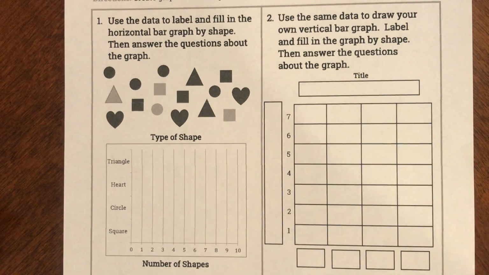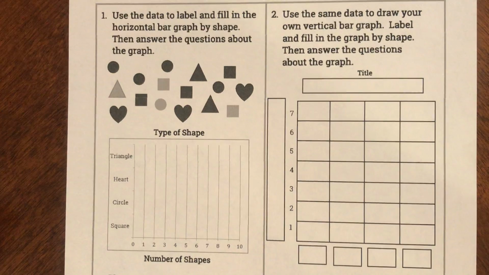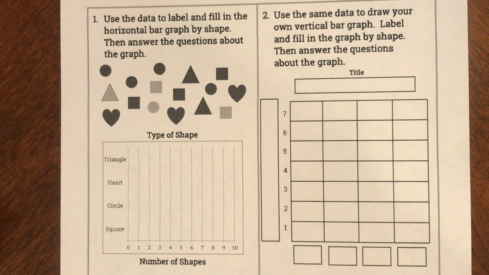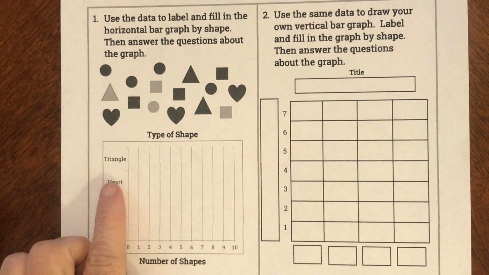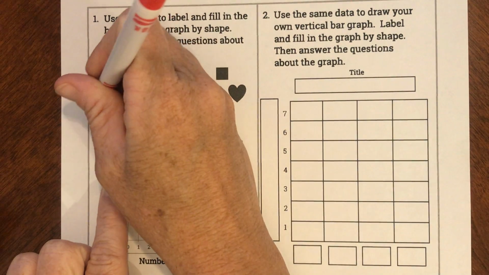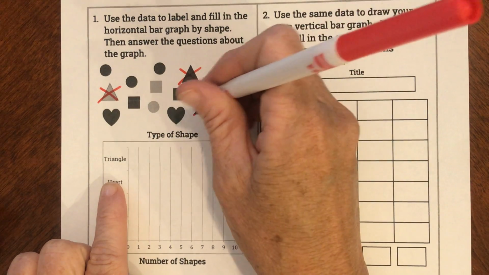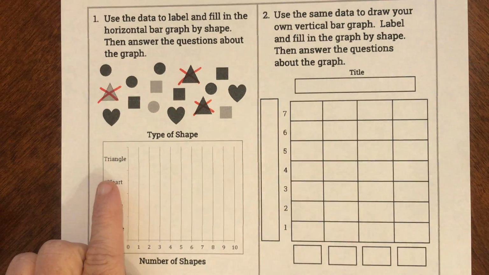And this looks familiar because we saw this before when we were doing a picture graph. It says, use the data to label and fill in the horizontal bar graph by shape. Then answer the questions about the graph. Okay, so my first thing I see is a triangle. So I'm going to cross off my triangles and count them. 1, 2, 3. I see 3 triangles.